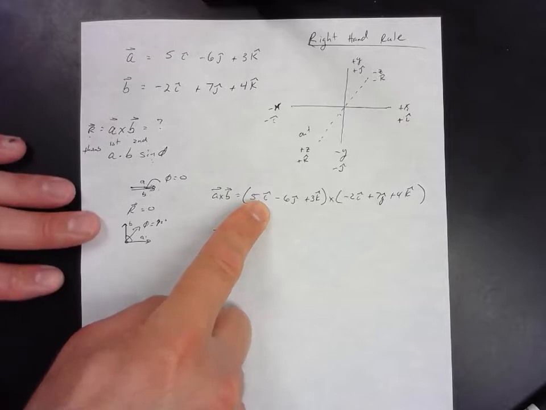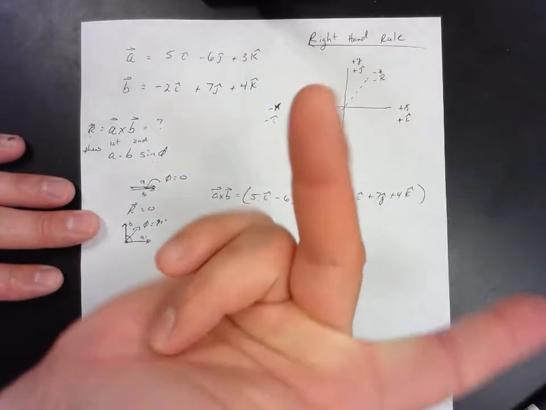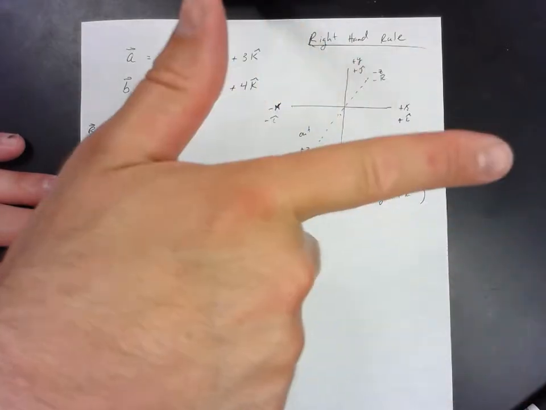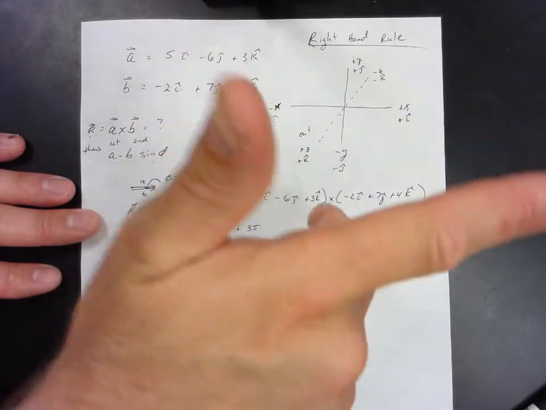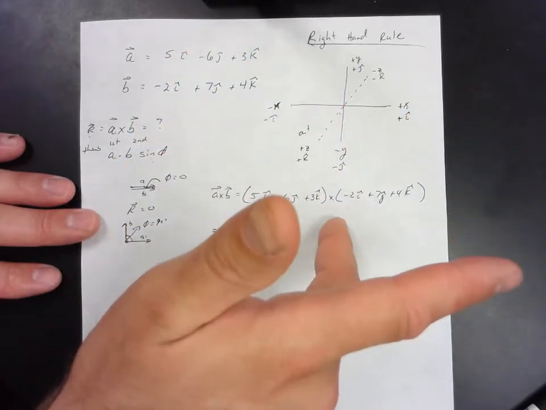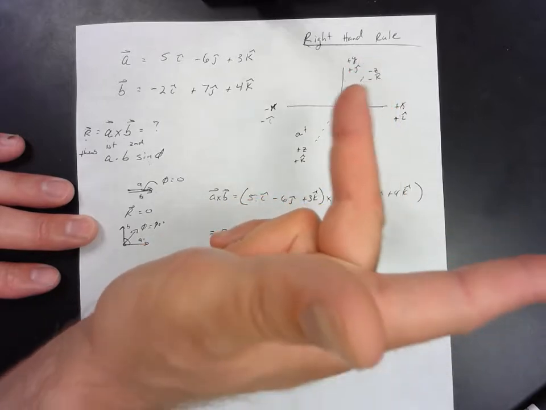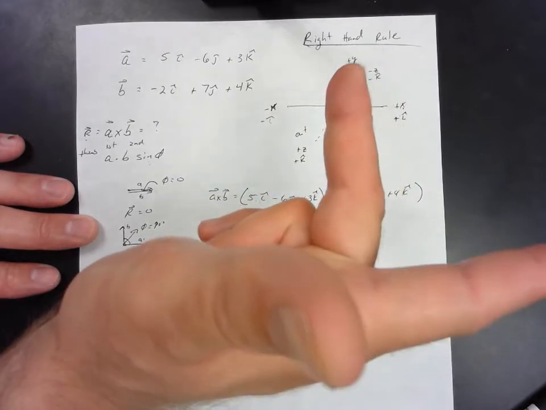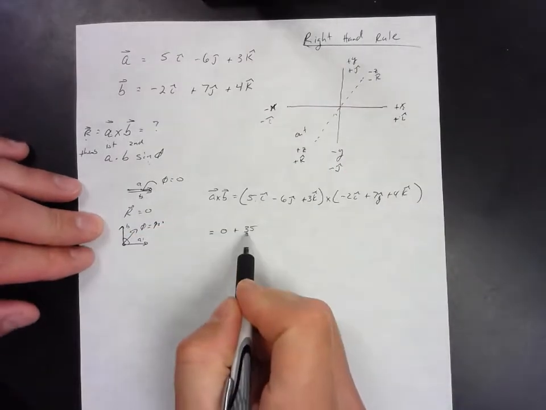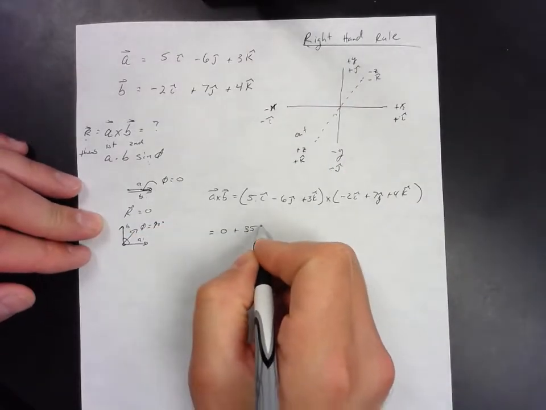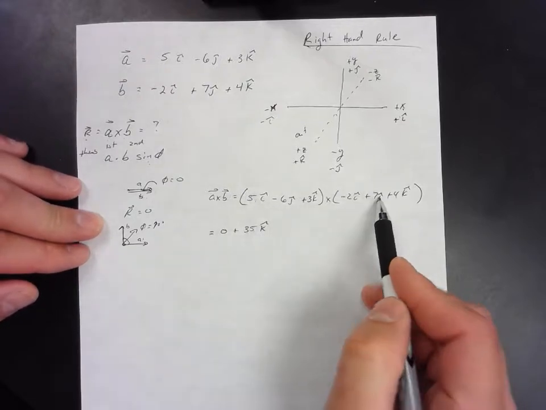So 5I, so I have to point my finger in I, and then my finger's locked in that orientation. I cannot change that. I can just rotate along that axis. So I have to turn so that my second finger is pointing in the J direction, which is up here, and then my thumb is going to point in the direction of the product, which is out of the page, or the positive K. So this is going to be 35 times a positive K. All right, now that's this times this.